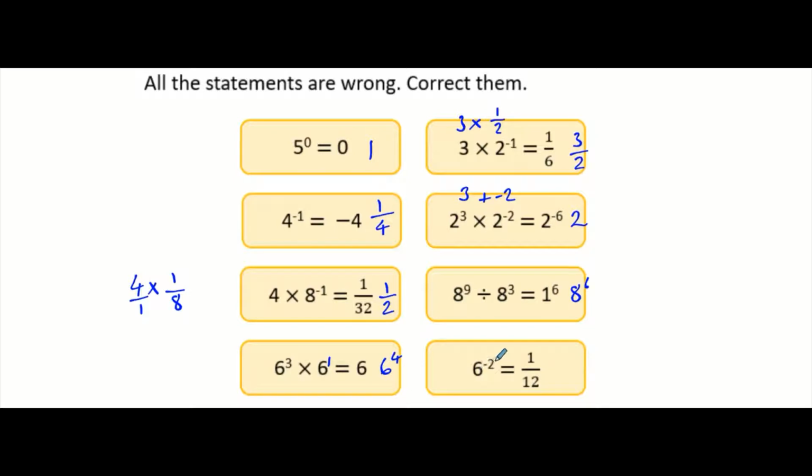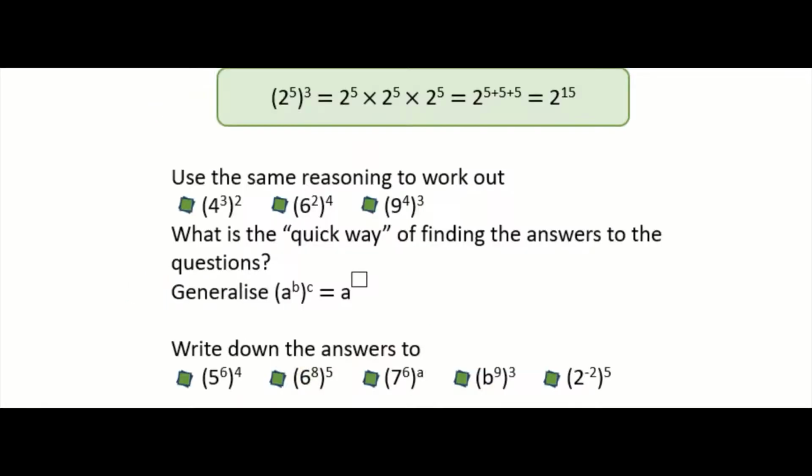And finally, 6 to the minus 2. The minus tells us reciprocal, but it's not 6 times 2, it's 6 squared. So it should be 1 over 36. Pause the video, have a go at these.